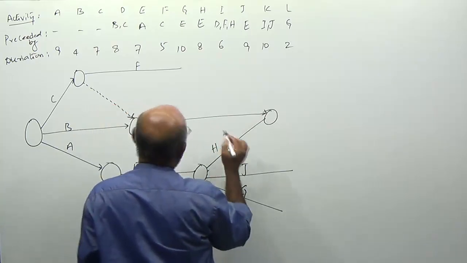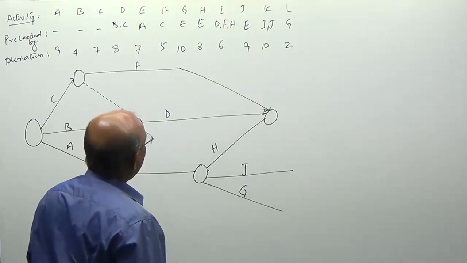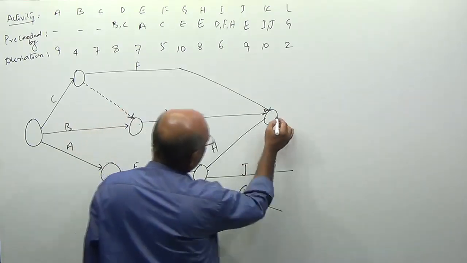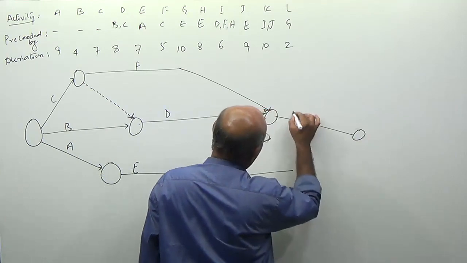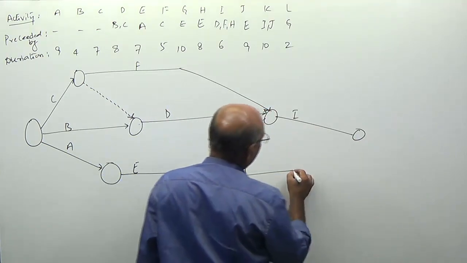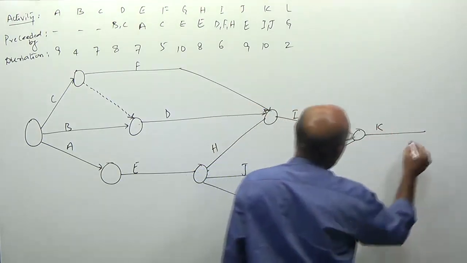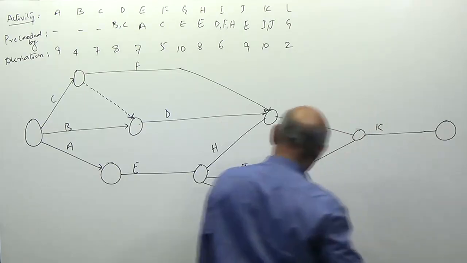Activity D, activity H and activity F, I am starting joining at one place. From this, which activity is coming, sir? Activity I is coming. I and G, where are they merging? Activity K is coming.